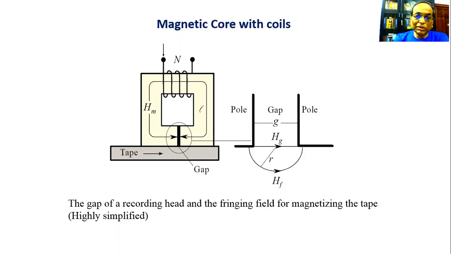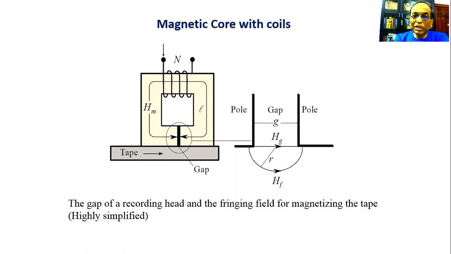That magnetic core has an air gap. The gap of a recording head is shown here, and that return yoke core, very small inside, is passing over the tape. So the fringing field is passing through the tape, and the fringing field is used for magnetizing the tape. This is the highly simplified scheme.